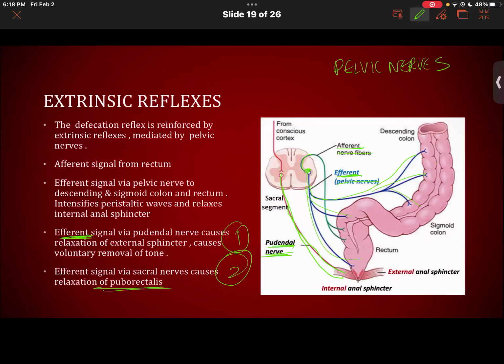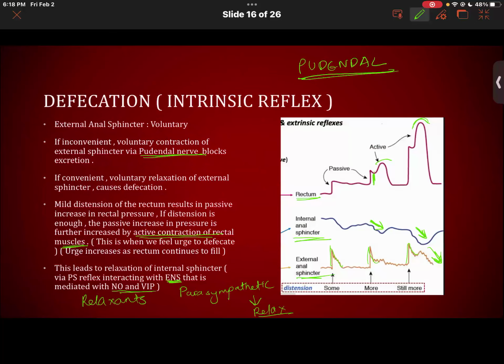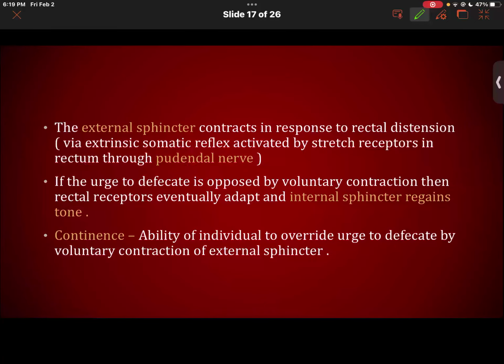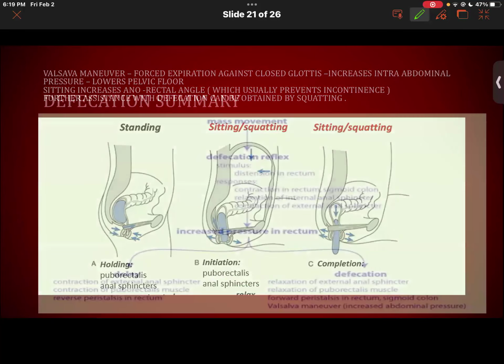I hope you guys remember what I'm talking about. I'm talking about this right here. So here, internal sphincter is, first of all, if you have rectal pressure, passive due to the feces. Second, active pressure due to rectal contraction. Both of these lead to relaxation of the internal sphincter. That's what I was talking about over there. That's already relaxed internal sphincter via the ENS and the nitric oxide and vasoactive intestinal peptide. So we're almost done. There's like 2 slides left.